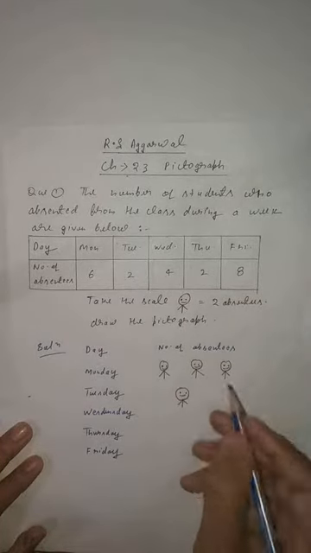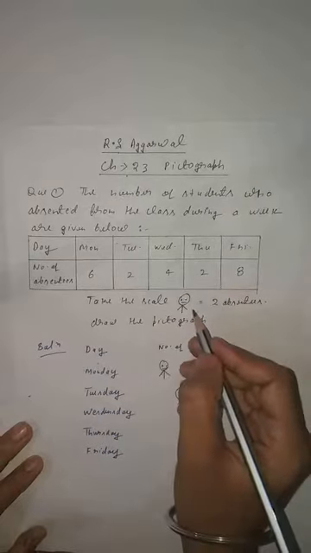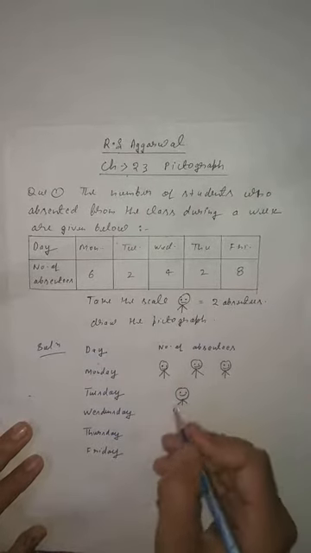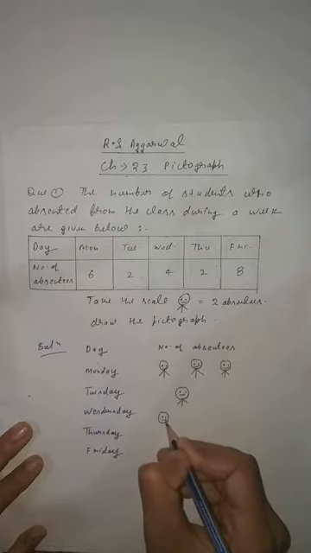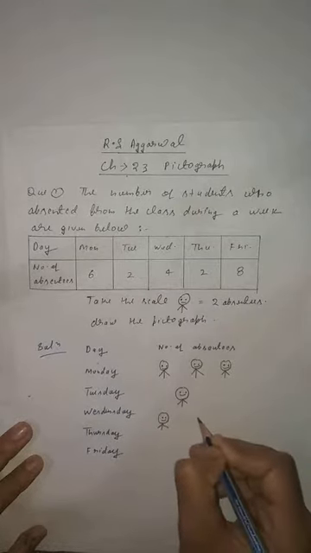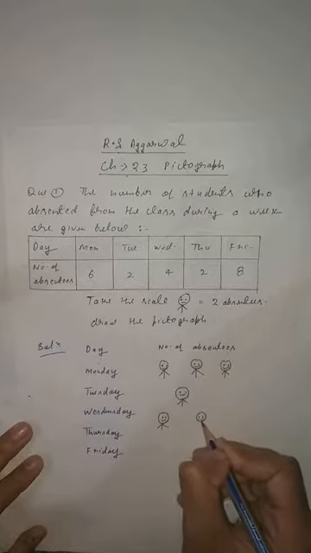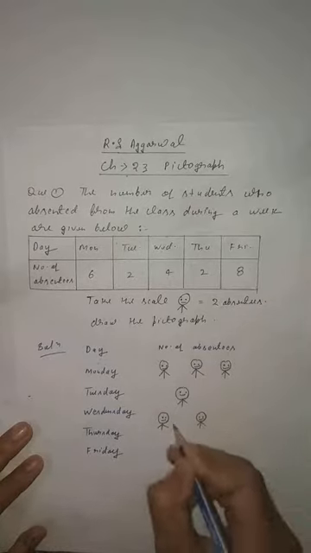On Wednesday, how many are absent, students? Wednesday is 4. So 1 equals 2. So for 4, how many will you draw? You will draw 2. Clear, students? 1, second. So this is 2 plus 2, 4.